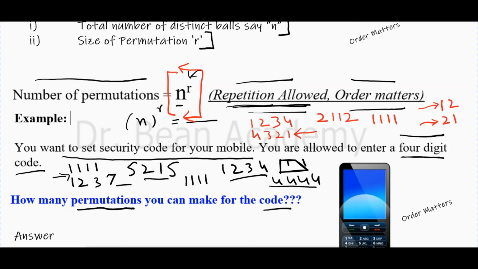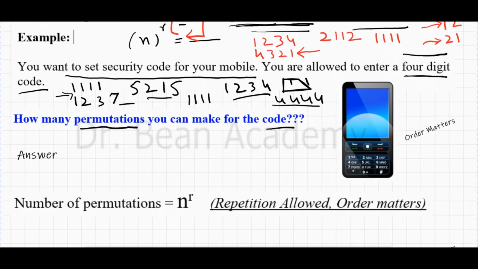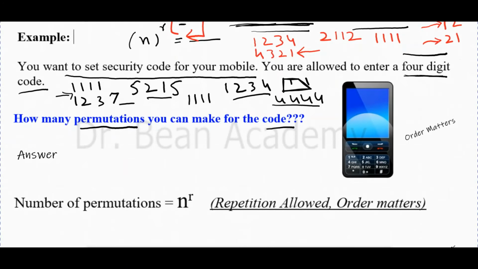You have to guess it from the nature of the question itself. So let's go and solve it. First we need to find, so we know that the number of permutations should be n to the power r. So now we need to find what is n and what is r. I told you n is the total number of choices available to you to pick from, and r is the size of the permutation.